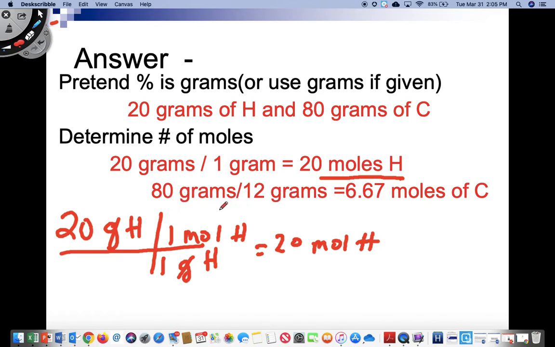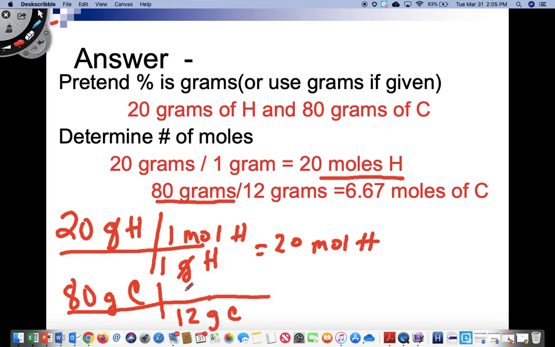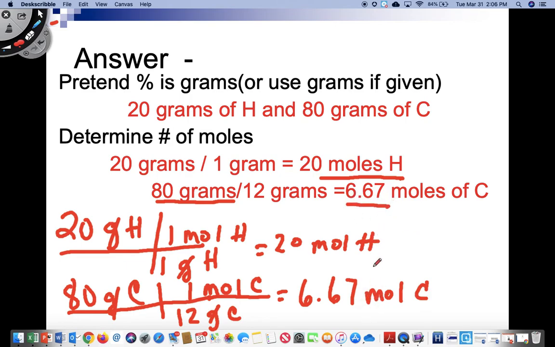And then for your 80% of carbon, you're going to convert that to 80 grams of carbon. So the way that this was done is you take your 80 grams of carbon, you go in the periodic table, you find the molar mass of carbon, which is 12 grams, and that is equivalent to 1 mole of carbon. Grams cancel out, and 80 divided by 12 is 6.67 moles of carbon. So that's where I got this answer. Okay, so now I've converted to moles.